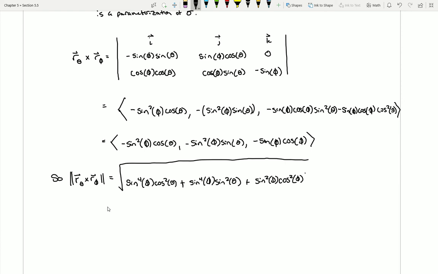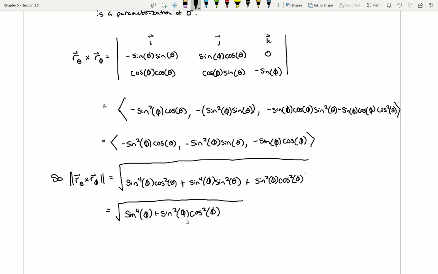Okay, well, a couple things might jump out at you right away. In these first two terms, I might notice that very easily they're going to simplify down to just a sine to the 4th of phi. Of course, then I'll be left with my sine squared of phi cosine squared of phi. But in here, I'll notice that, again, there's something that's in common. I could factor out a sine squared phi from both terms.